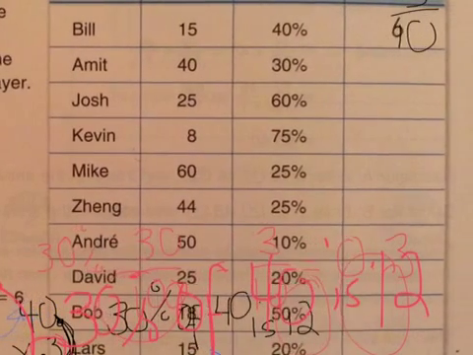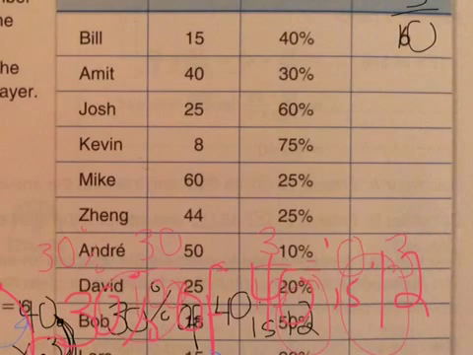Let's do Kevin, who seems to have a very, very good record. For 8 shots, he's made 75% of his shots. He has made 3/4. Everyone knows that this is 3/4, right? This is 75% is 3/4.